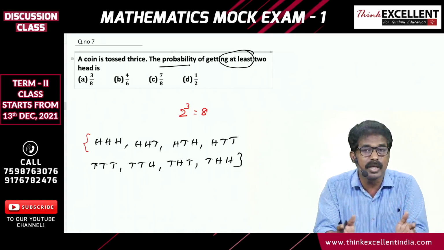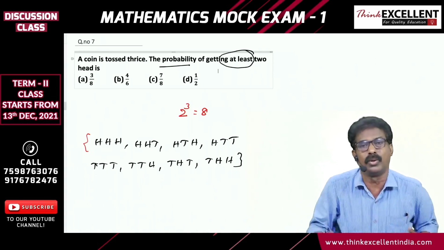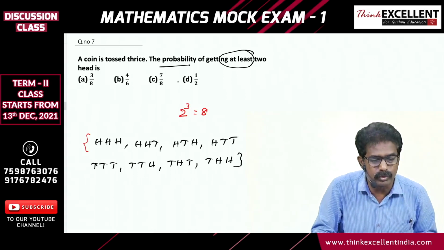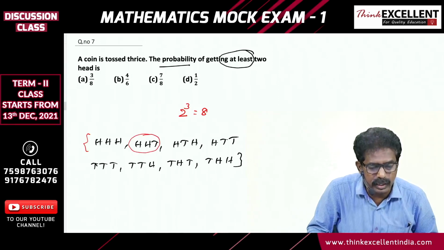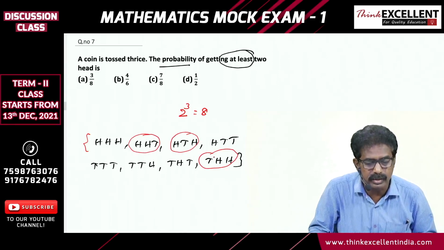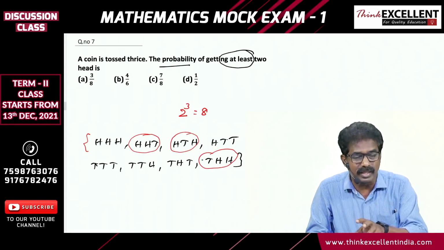At least 2 heads means minimum 2, 2 or more. 2 means what? Here 2 heads, here 2 heads, here 2 heads. 2 heads means only these 3, right? 3 by 8 is your answer.